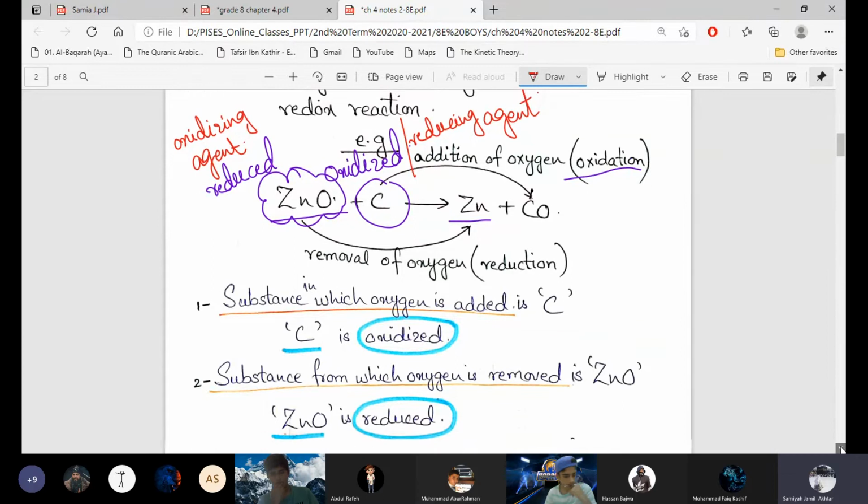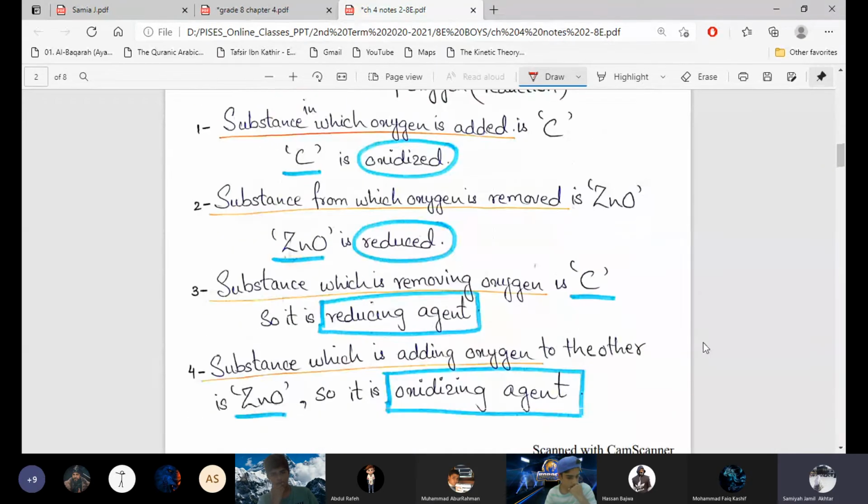Here I wrote 4 points, 4 reasons: why carbon is oxidized, why zinc oxide is reduced, why carbon is a reducing agent, and why zinc oxide is an oxidizing agent. The reasons are also written here, and inshallah I will share all my notes with you.